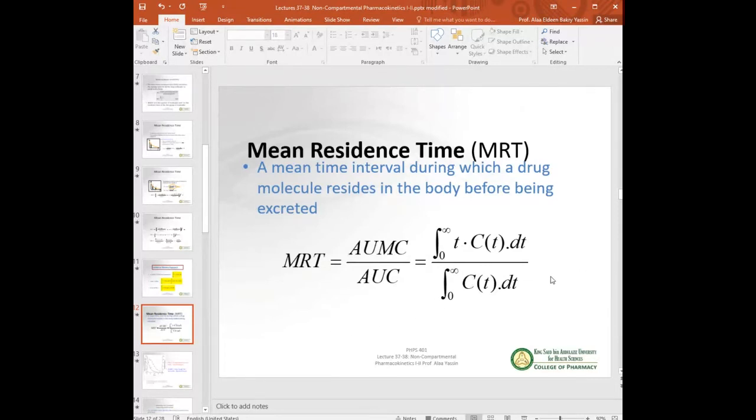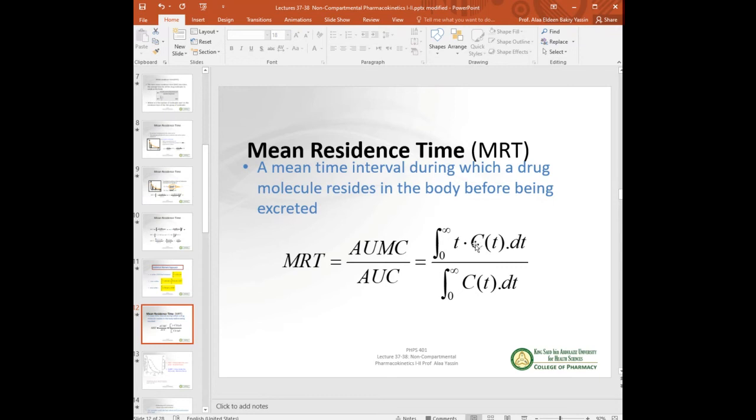And in practice, how can we determine AUMC? We know how to determine AUC, but how can we get this plot? The area under the moment curve, as I told you, is C multiplied by T. Again, this is plotted against the time. So in order to get this, we will introduce a new plot.